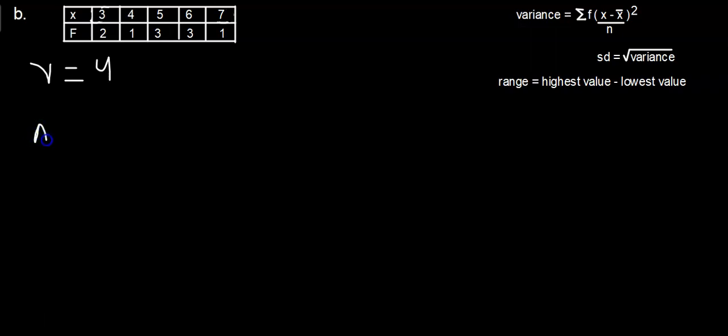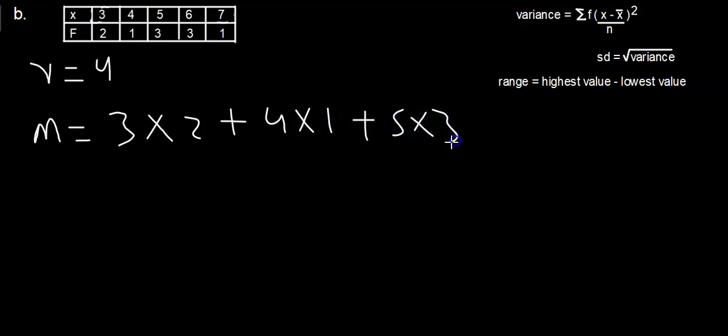Now I'm gonna get my mean. The mean will be different than the previous one. To get the mean, all you have to do is multiply the x value with the frequency. What I mean by that is you're gonna have to multiply 3 by 2, 4 by 1, 5 by 3, and then after that divide this whole thing by the sum of the frequency, which is 10. So it will be 3 times 2 plus 4 times 1 plus 5 times 3 plus 6 times 3, and then plus 7 times 1, and this whole thing will be divided by 10.